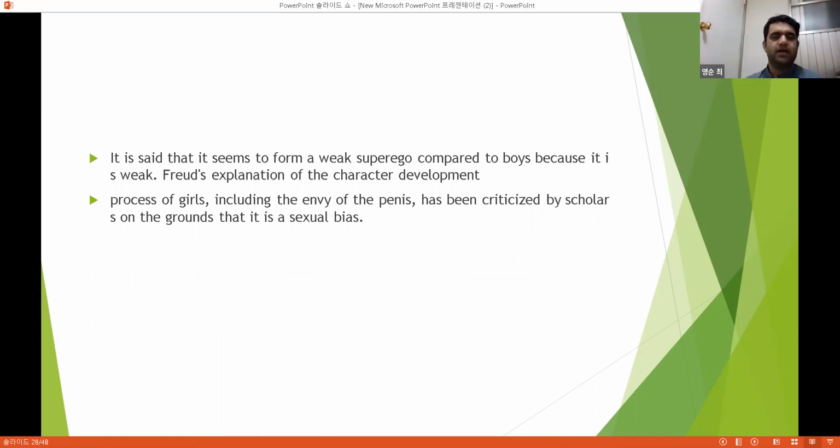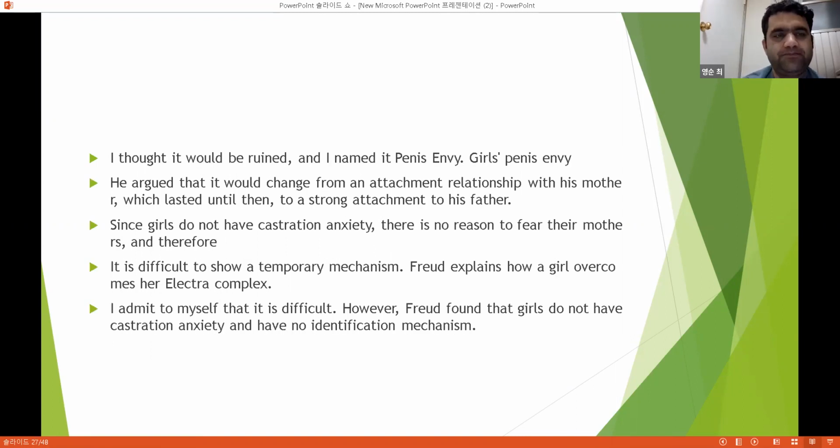It seems to form a weak super ego compared to the boys, because it is weak. Freud's explanation of the character development and also the process of girls, including the envy of penis, has been characterized by scholars as having a sexual bias. And they would be thinking that it would be ruined, as we said before.